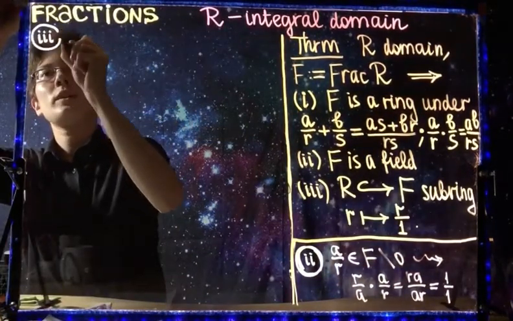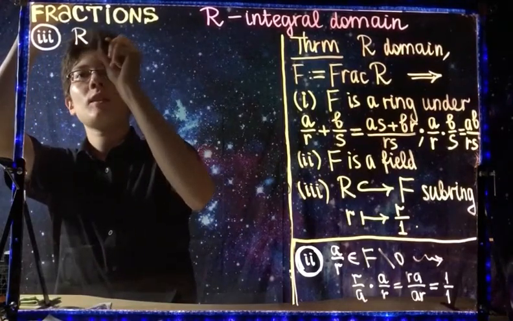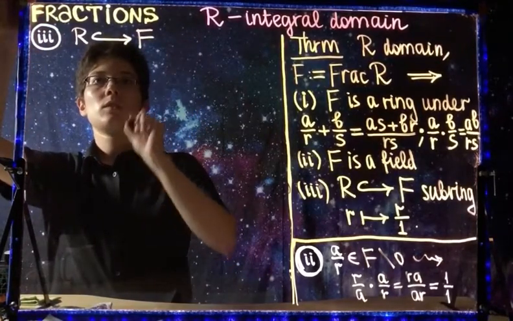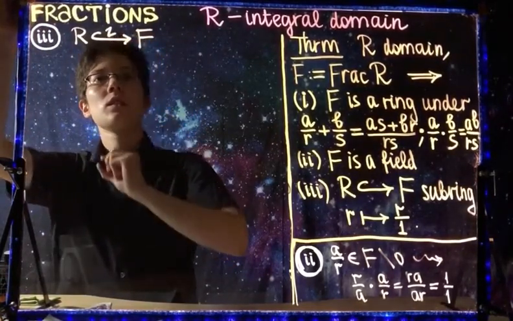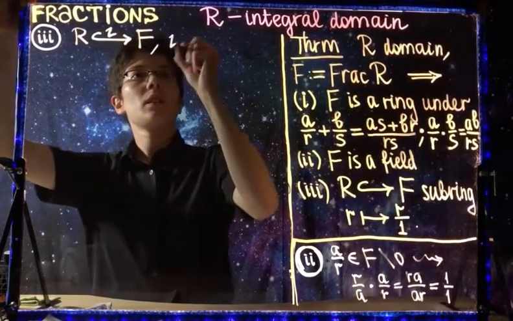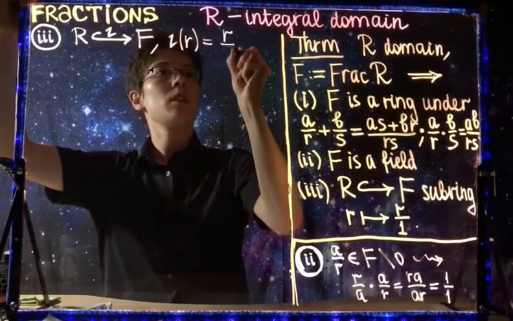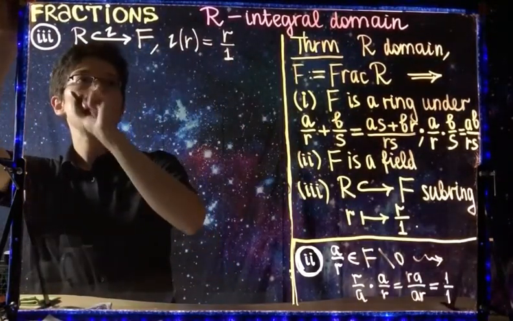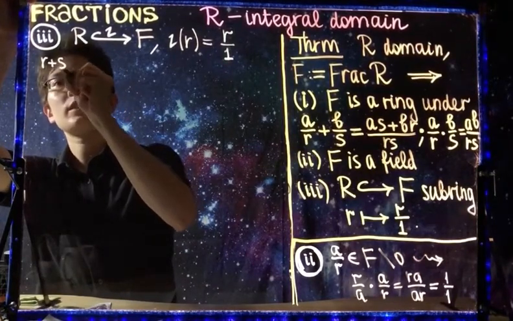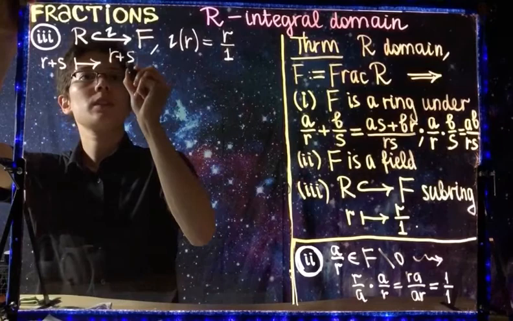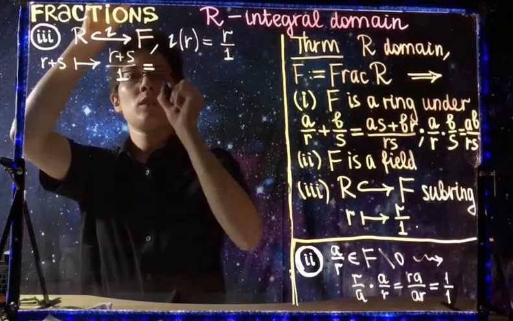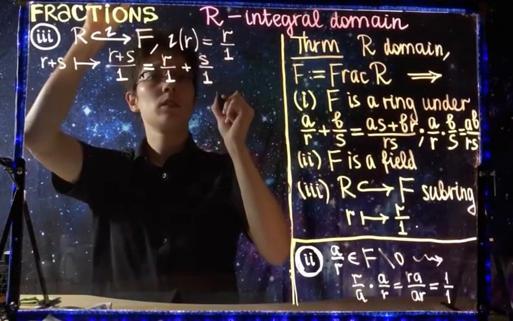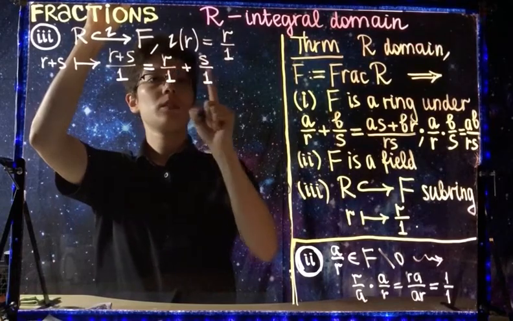Let us see why R is a subring of its field of fractions. So we need to check that the map iota that sends R to R over 1 is a ring homomorphism. So let's consider R plus S. It goes to R plus S over 1, which we can see is equal to R over 1 plus S over 1. So this is iota of R, and this is iota of S.